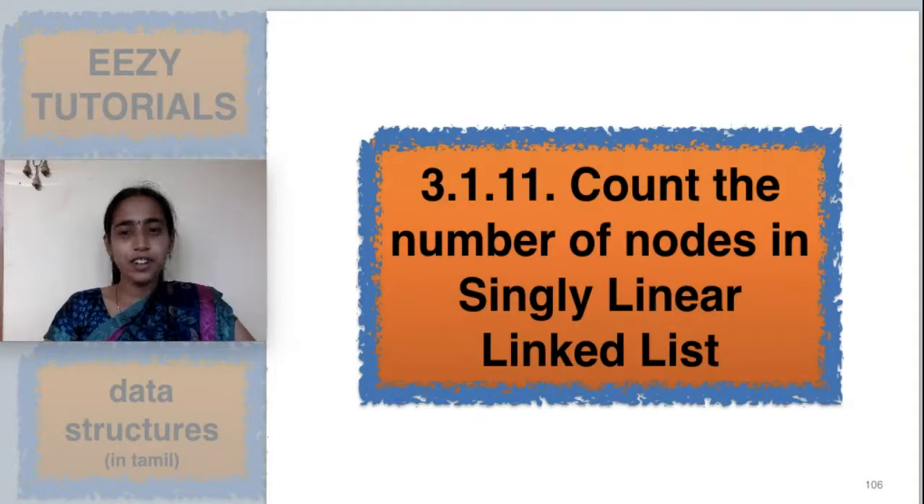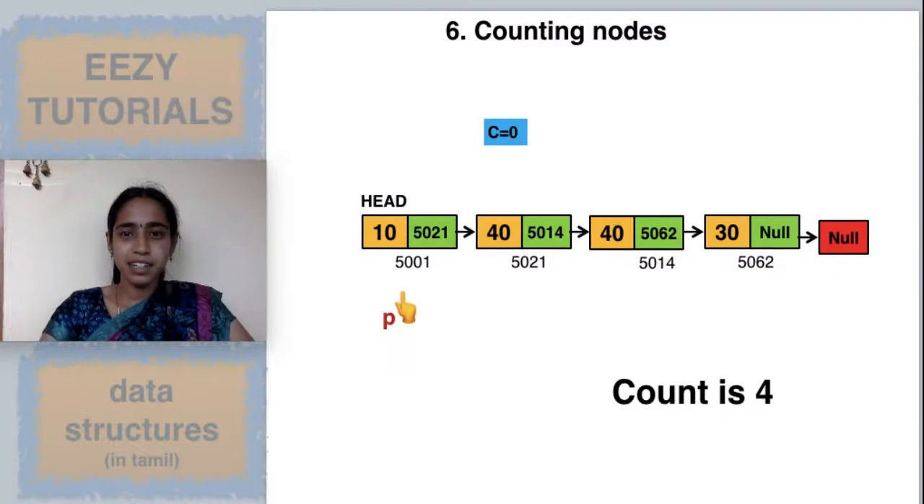In this lecture, we are going to see how to count the number of nodes in the singly linear linked list. As usual, we don't have any input at all because we already have the singly linked list. In this, we need to count the number of nodes. So we have only an output variable. Count is the output variable. I'm having it as C, declaring it as C and initializing it to 0.